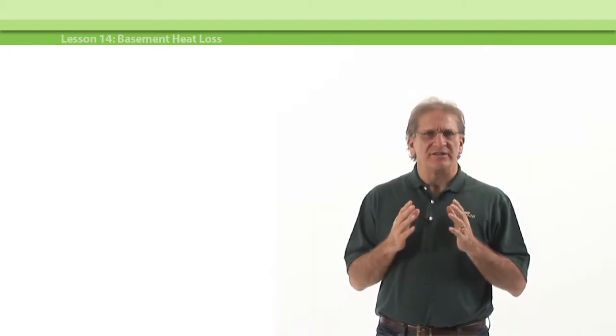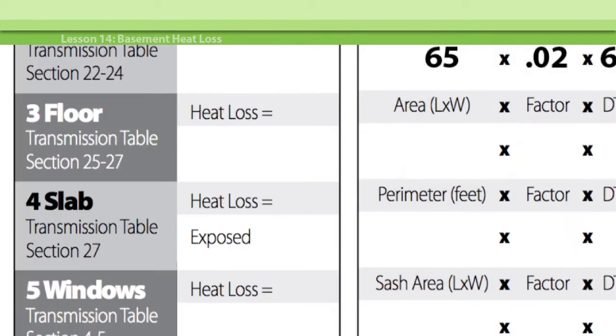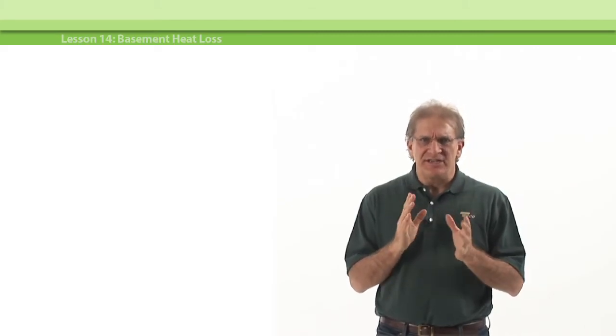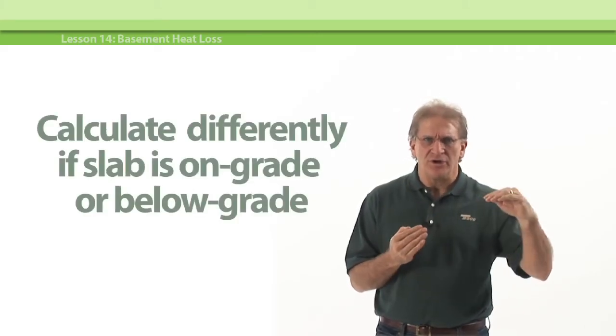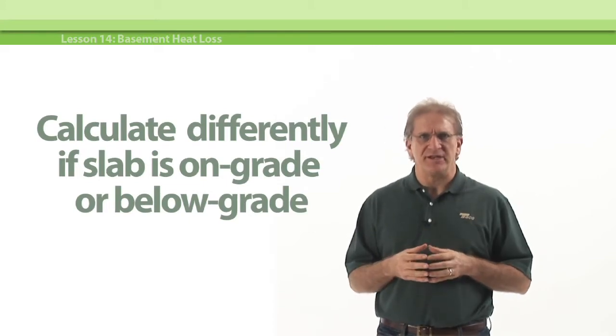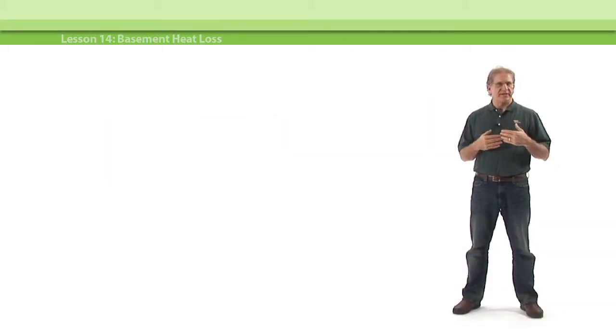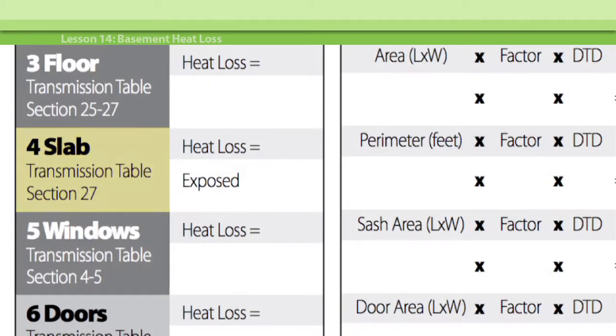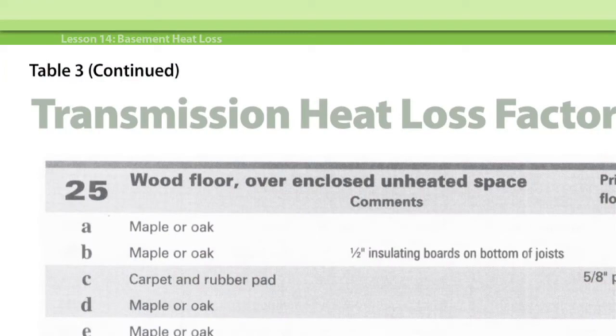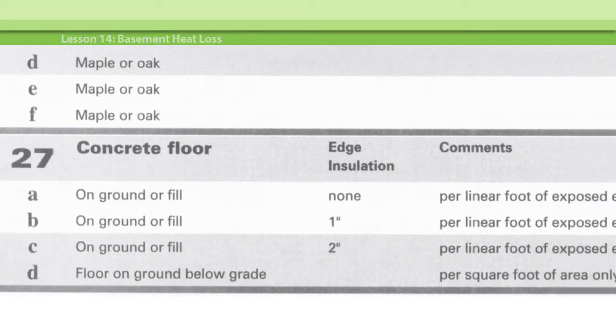Another area of difference when calculating heat loss for the basement is in the floor. Now, line 3 of your heat loss worksheet is used for floors, but line 4 is used for slabs. However, you'd calculate heat loss differently depending upon whether the slab is on grade or below grade, like it is in our basement. If the slab was on grade, like in a commercial building or on a slab-on-grade residence, you'd use line 4 of the worksheet. You'd have to measure the total perimeter of the exposed edge, since that's where on-grade slabs lose most of their heat, out through the edge. You'd then go to section 27 in table 3, and you'd pick the U value based on how much edge insulation you had installed.